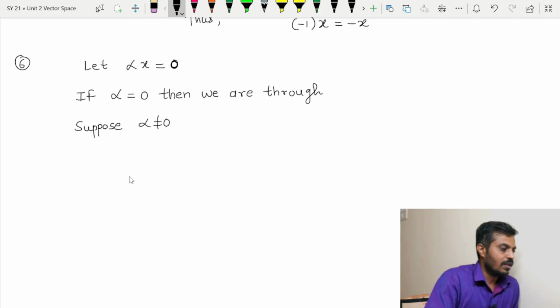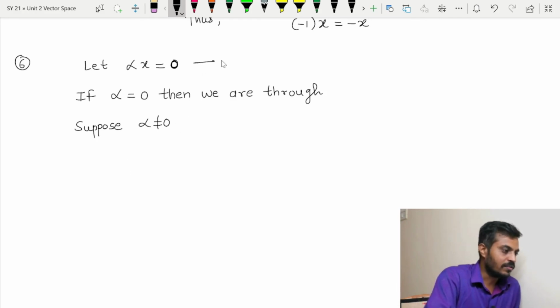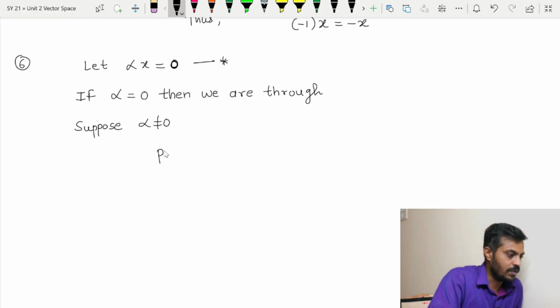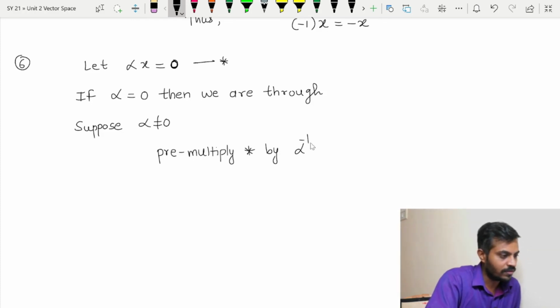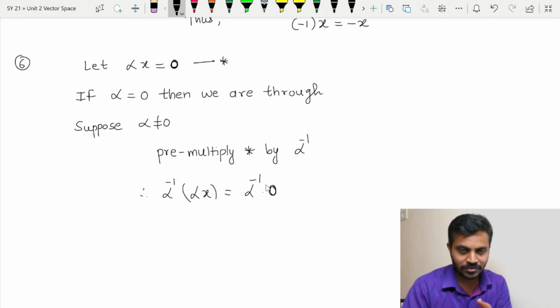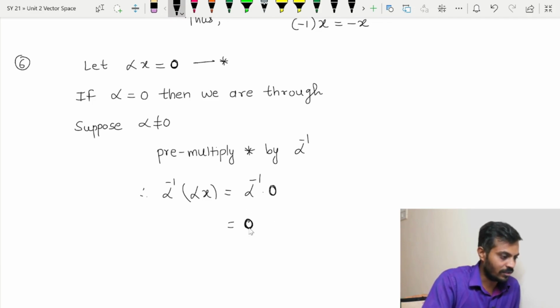Since we have assumed alpha is non-zero, we will prove that x is equal to 0 vector. Since alpha is non-zero, let us call this star, and I will pre-multiply star by alpha inverse. Therefore alpha inverse multiplied by alpha x will be alpha inverse multiplied by this 0 vector. But in the fifth property, which you are going to prove, we have discussed that scalar multiplied by a 0 vector is a 0 vector. So we will have 0 vector here.